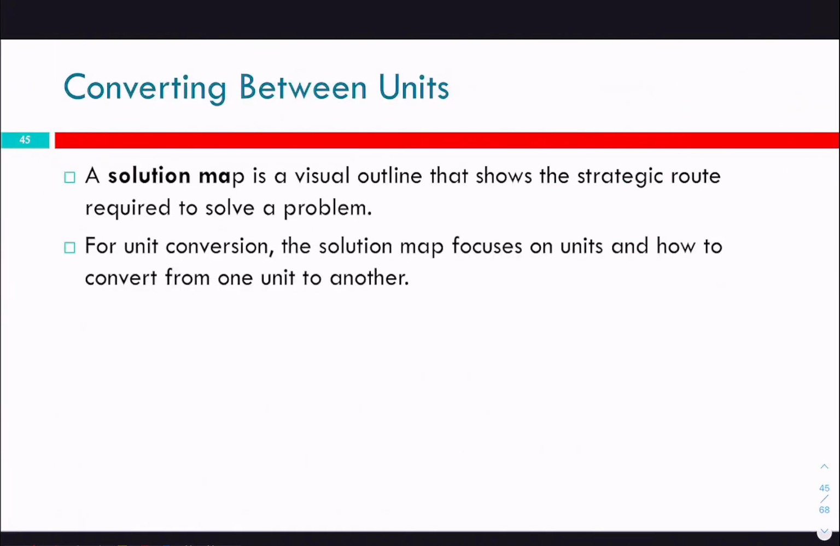All right, this is the thing that I didn't actually cover. So a solution map is a visual outline that shows the strategic route required to solve a problem. And this is like planning out the conversions that you're going to make before you actually start writing any numbers down. So for unit conversion, your solution map is going to focus on units and how to convert from one unit to another. This is especially important if you're doing multi-step conversions. For the single-step ones, you probably don't need this. You can find that factor on a table.